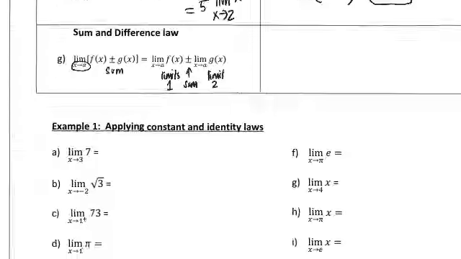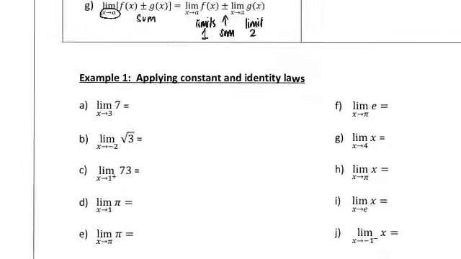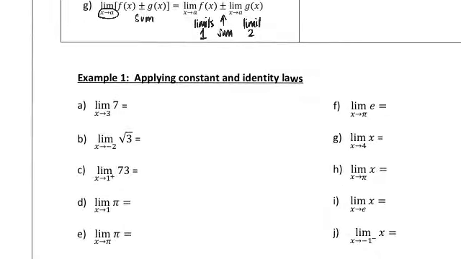Okay, so let's apply these laws. This first one, example 1a, is the limit of 7 as x approaches 3. Remember, you're thinking of 7 as a function, a flat function, a line at y equals 7. So if the arrow number is approaching 3, the y value is always pegged at 7. The limit of a constant is itself.